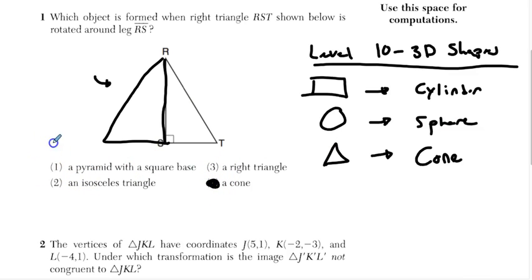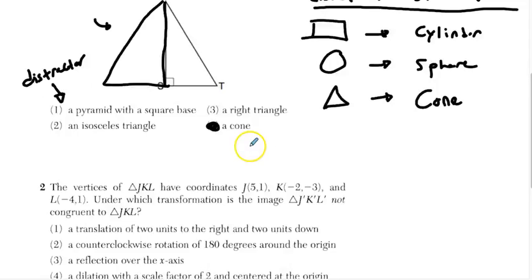Do not take the bait and take the pyramid. This is what we call the distractor. Nice try. That's not what we're going to take, though. We're better than that.